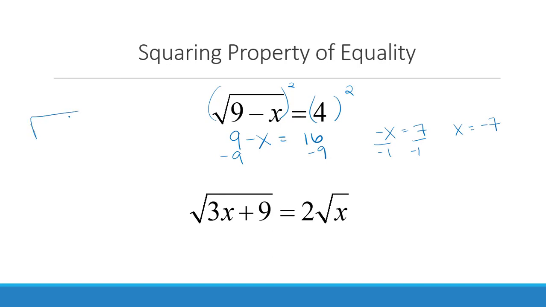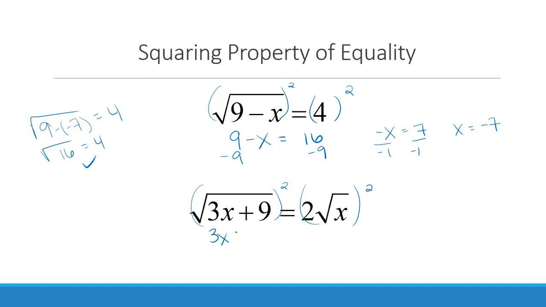Plug it back in just to make sure that it works. Does that equal 4? 9 minus negative 7 will give us 16. Square root of 16 does equal 4. Now if you have radicals on both sides, that's fine. Just square both sides in that case.